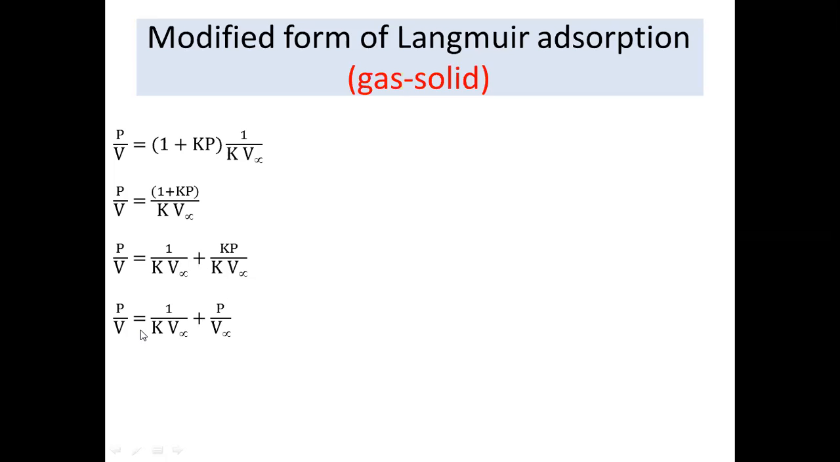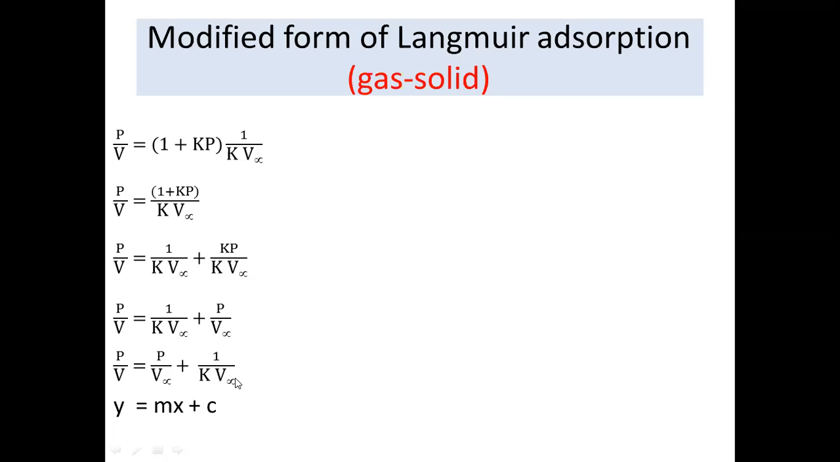And moving to the next phase, I am rearranging by moving this to this side, and I am taking this here. Why am I doing this? Because I am modifying it to show you that this is a straight line equation, y equals mx plus c, with an intercept. And this k is the adsorption constant or the equilibrium constant, and this is the maximum capacity.